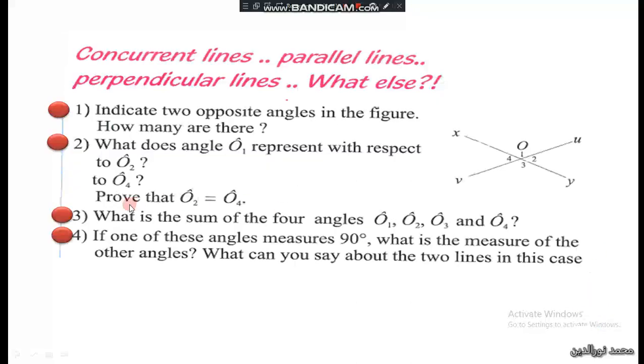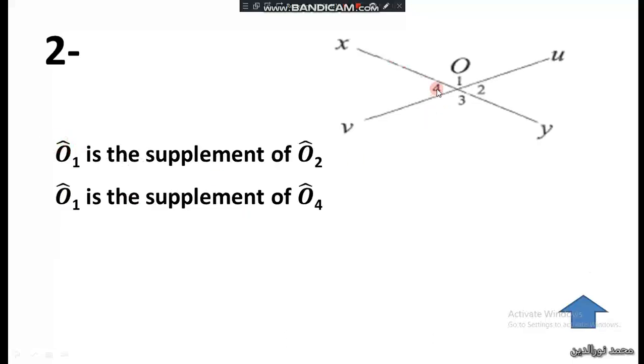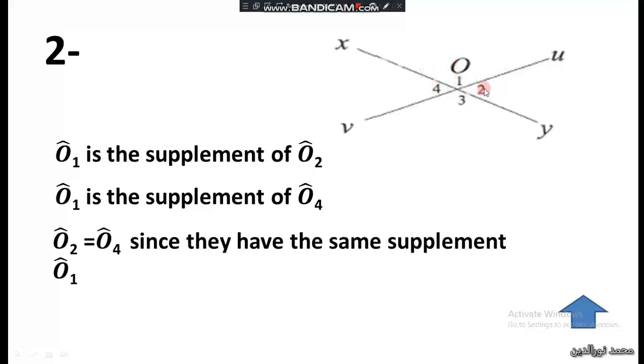And then prove that O2 equals O4. So as we see here, angle 4 has the supplement O1, O2 has the supplement O1. So both of them have the same supplement. So then O2 equals O4 since they have the same supplement O1, because two angles having the same supplement are equal.